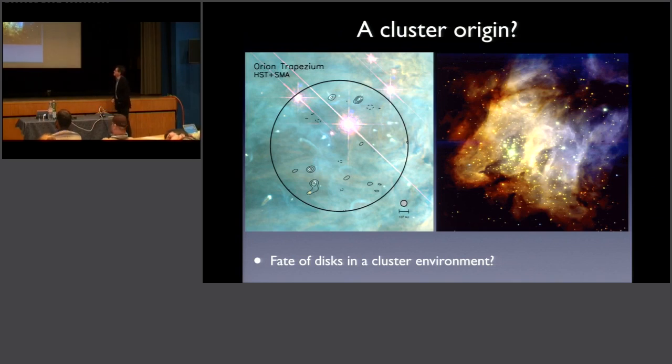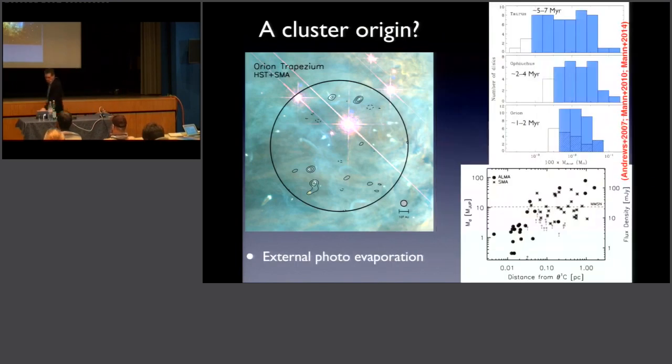Is this sensible at all? What is the fate of a disk in a cluster environment? Can we have a solar system formation in a cluster? Obviously, it depends on the cluster. That's obvious, no? But let's focus our attention on a few thousand stars, which is the Orion Nebula Cluster. Is it possible that we formed in an Orion Nebula Cluster?